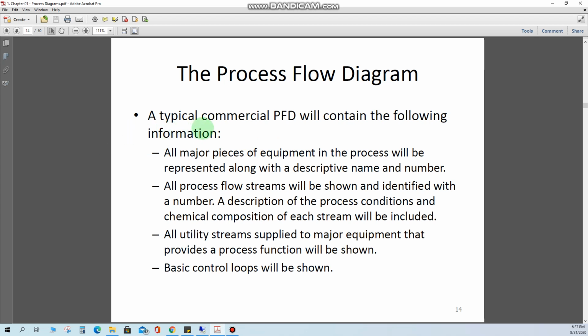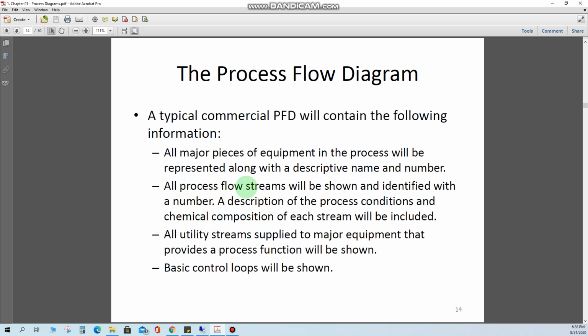A typical commercial process flow diagram will contain the following information. First one, all major pieces of equipment in the process will be represented along with a descriptive name and the number. So whatever equipment you have in the process, you should put that equipment on a piece of paper in the process flow diagram, and that equipment should be numbered and designated with special characters that are fixed for certain equipments. Number two, all process flow streams will be shown and identified with a number.